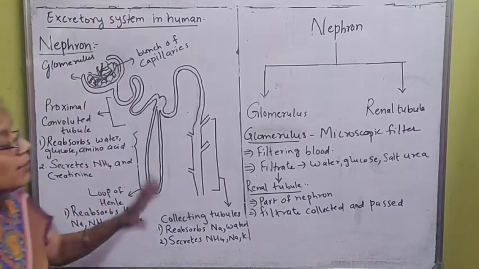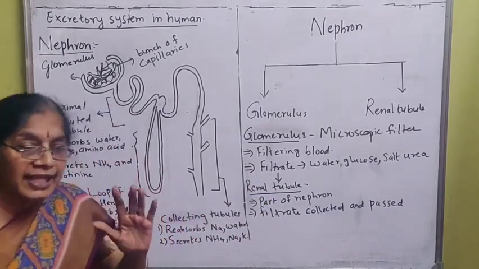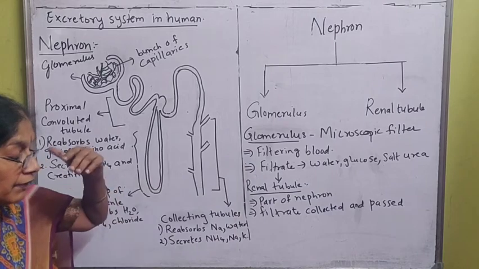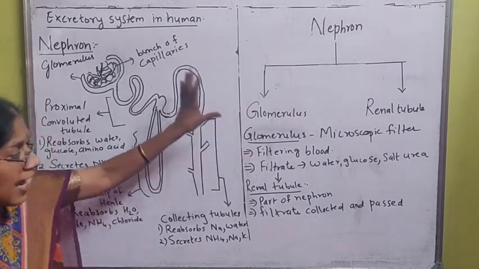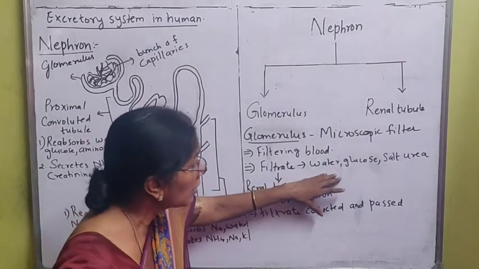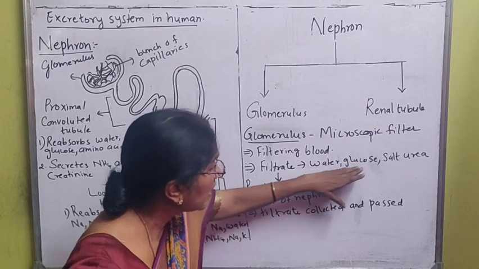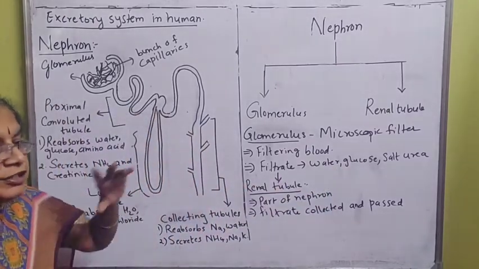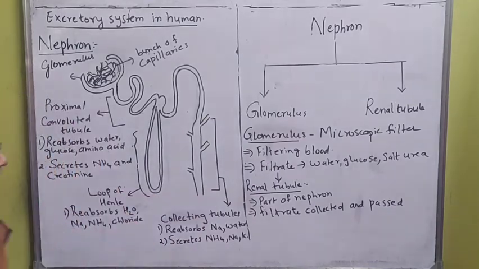And what does the filtrate contain? The unwanted things are filtered by the glomerulus, and the filtrate contains water, glucose, salt and urea. In that, water and glucose are very important, which will be further reabsorbed by the renal tubule.